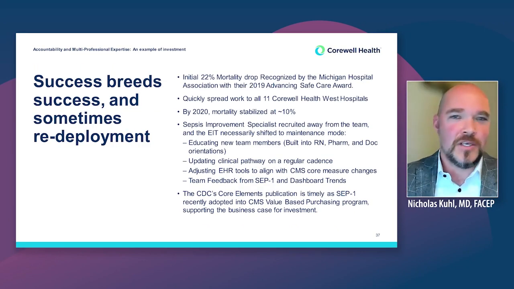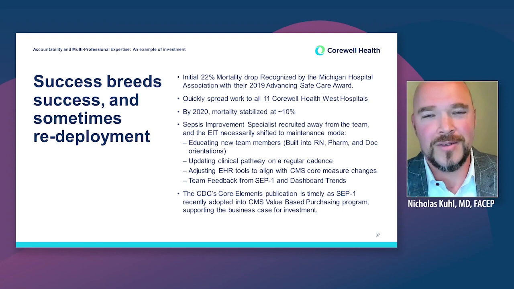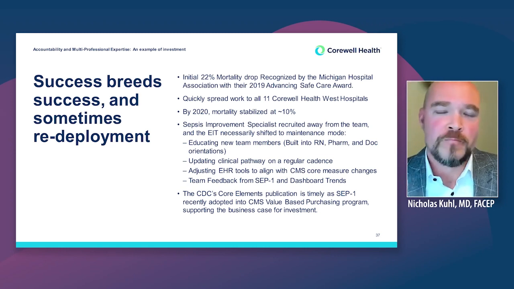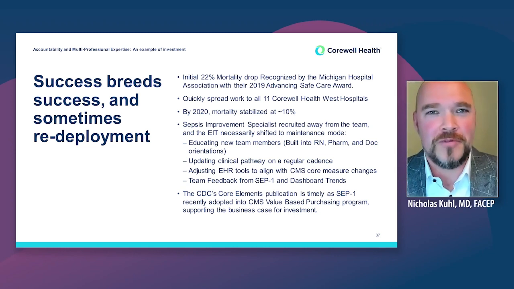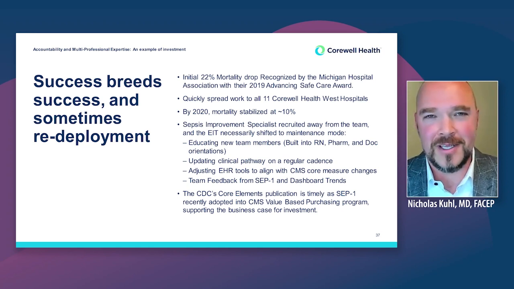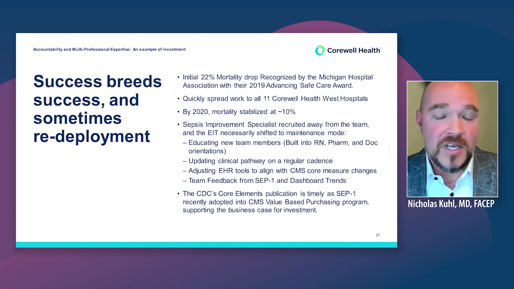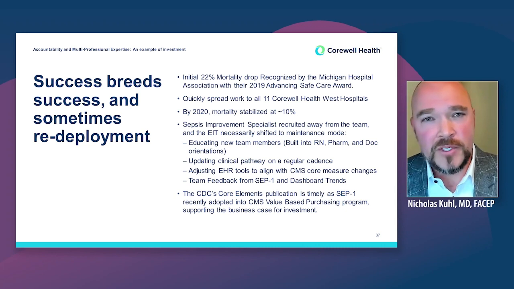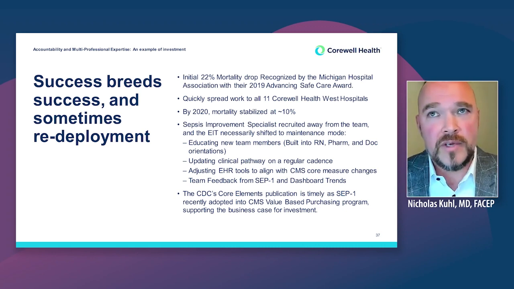So with success, you spread it. Obviously, we brought it to our other hospitals. We received a little award for the work, and we're proud that mortality is stabilized at about 10%. But you can also lose some of the best people when they demonstrate what they're capable of. And we did get our sepsis collaboration, our specialists got reassigned to another team because the hospital had other priorities. All of a sudden, we were now in a place where we could maintain and lost that resource. And that's acceptable. We all live in environments of limited resource. And so we have to navigate through that.